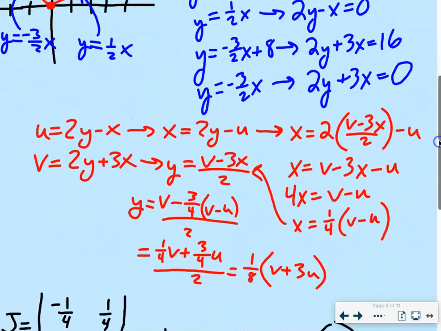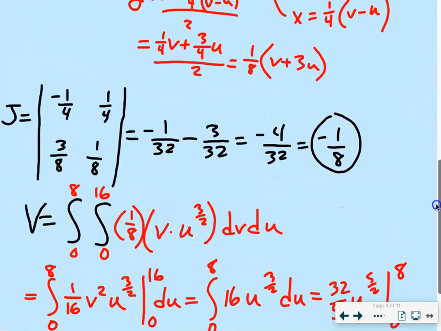So you find your u and your v, and then remember you've got to solve for x in terms of u and v, and y in terms of u and v. What I always do is take my u and solve it for x, take my v and solve it for y, then plug the y in for the y in my x, and then plug that in for the x in my y. Do a little substituting, and you end up with x equals 1/4 times (v minus u), and y equals 1/8 times (v plus 3u).